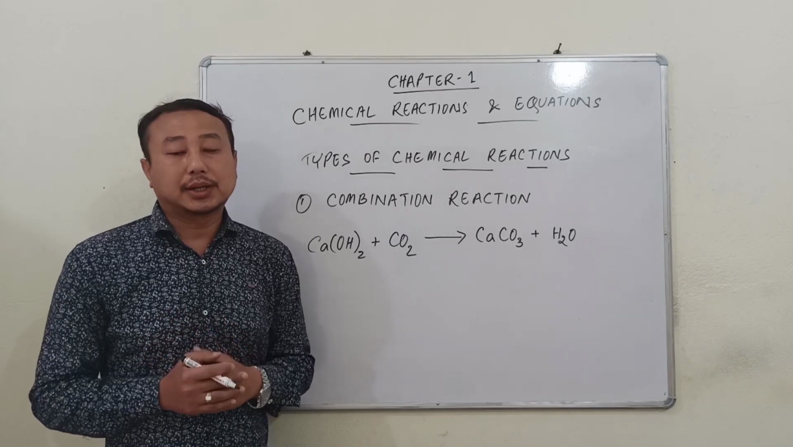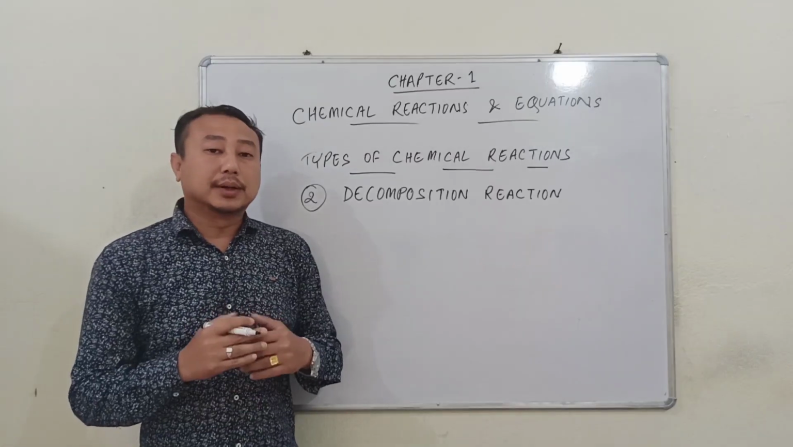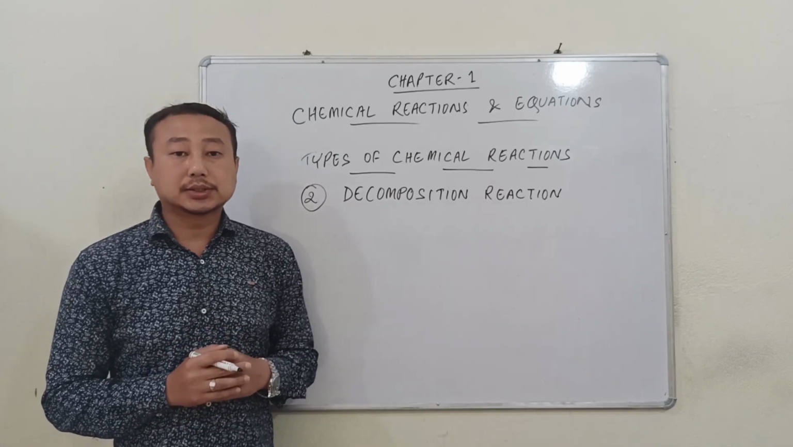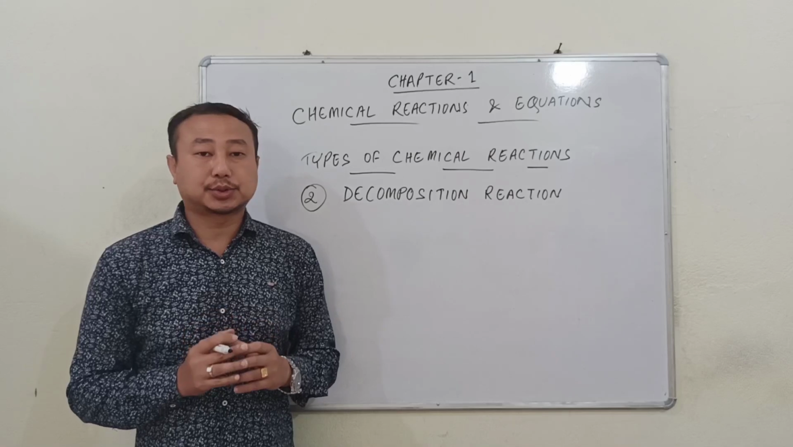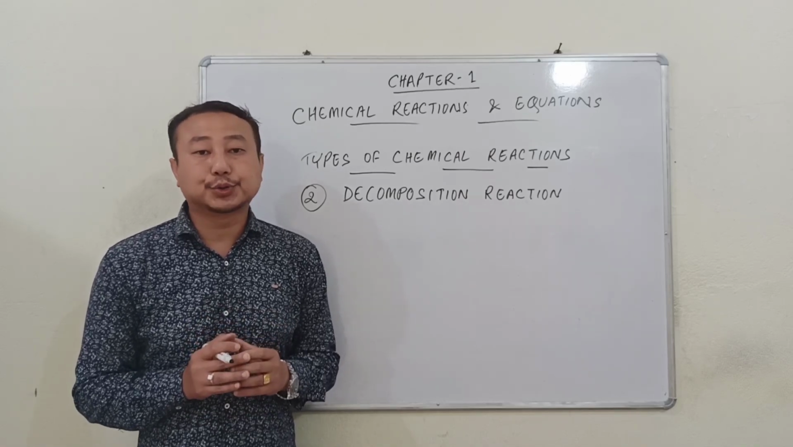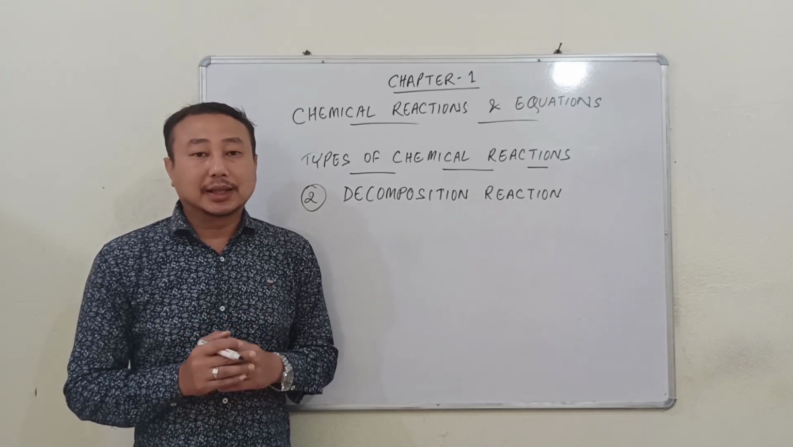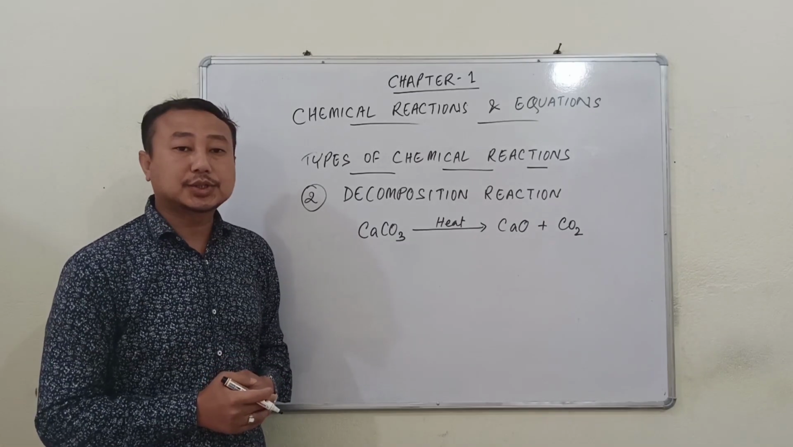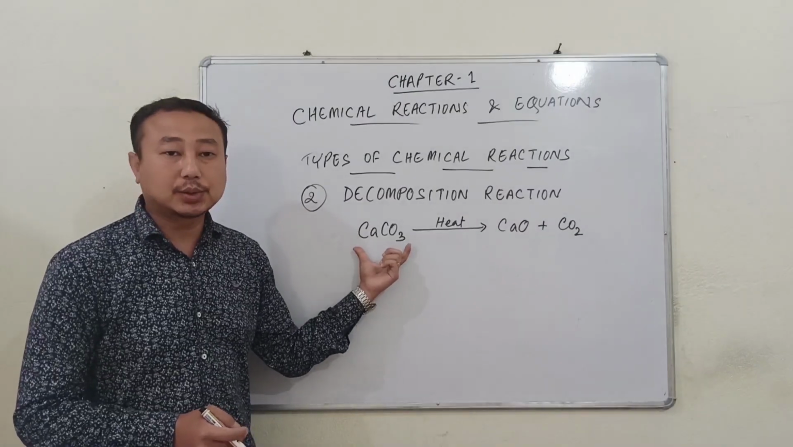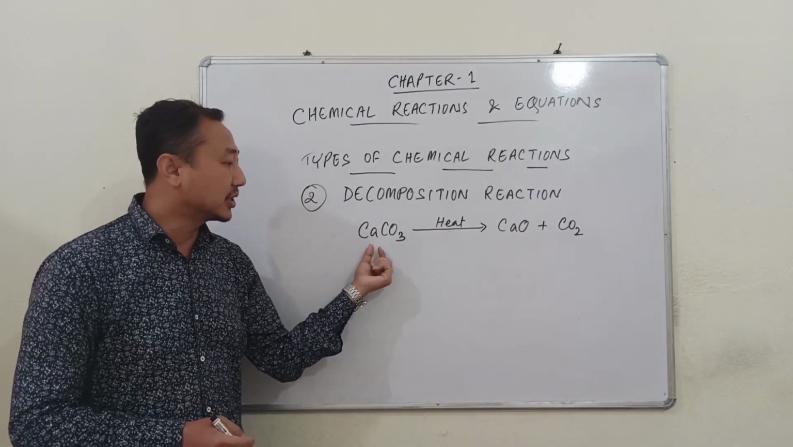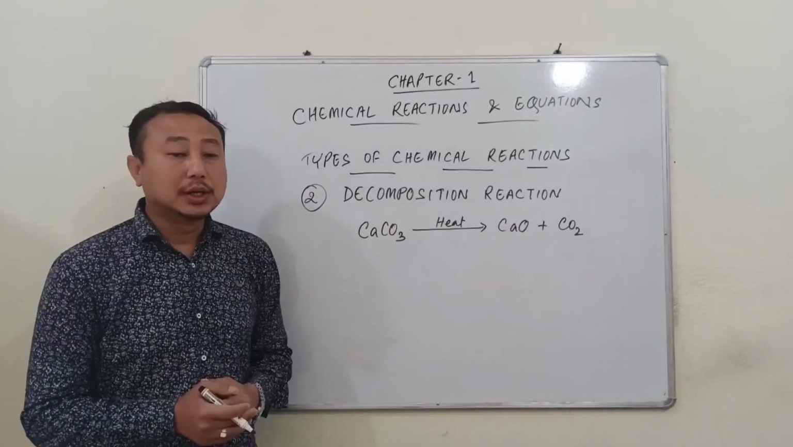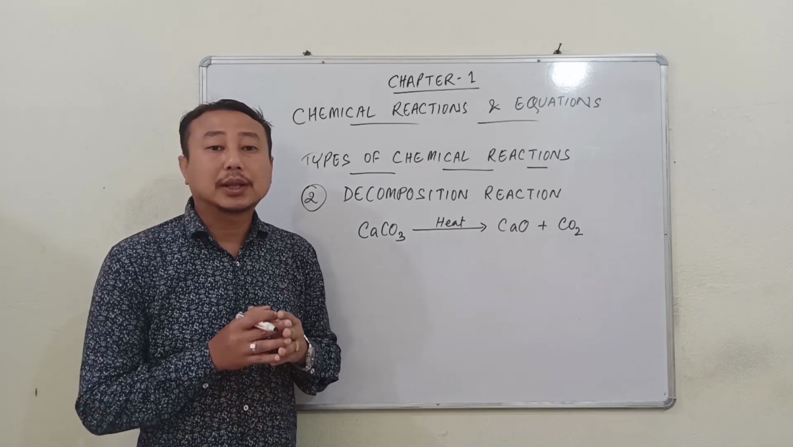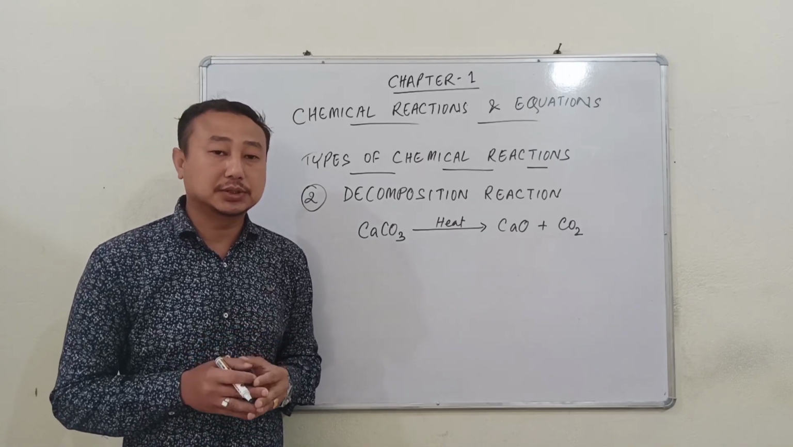Now let us come to the next type of reaction. The next type of reaction is known as decomposition reaction. Decomposition reaction is the type of reaction in which a single substance or a single reagent breaks down to form two or more products. Let us see this decomposition reaction by taking an example. Here in this example, calcium carbonate, which is a single reagent, with the application of heat energy is broken down to form two different products. So such a type of reaction in which a single substance breaks down into two or more products, we call those types of reaction decomposition reactions.